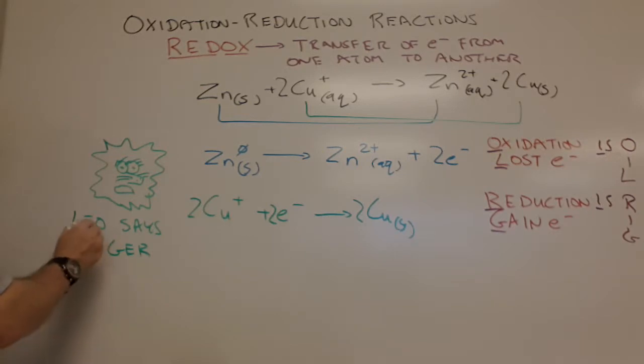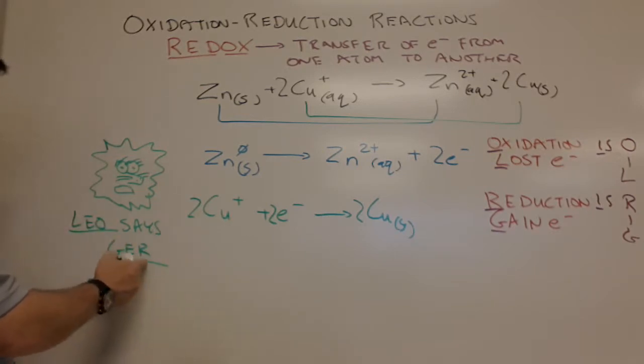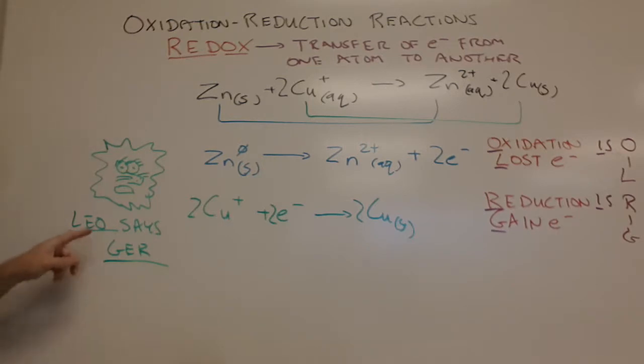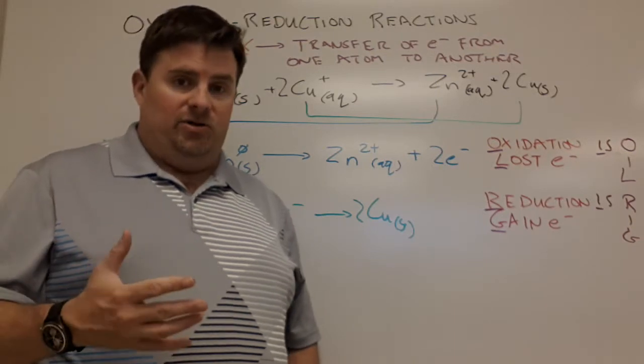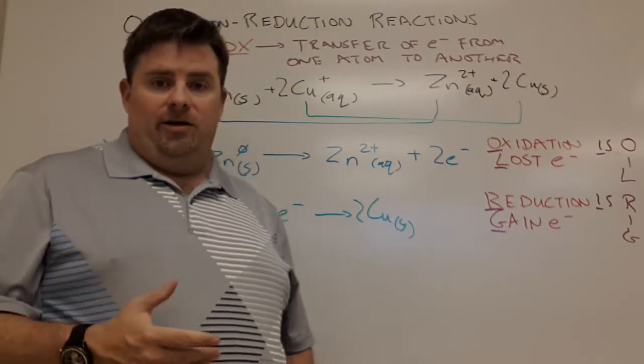Loss, you lose electrons, you oxidize. Gain electrons, you reduce. So if you see Leo the lion, Leo says grr. Lose electrons, oxidize, gain electrons, reduce. Two mnemonics that might help you remember which one of these things is an oxidation and which one is going to be a reduction.